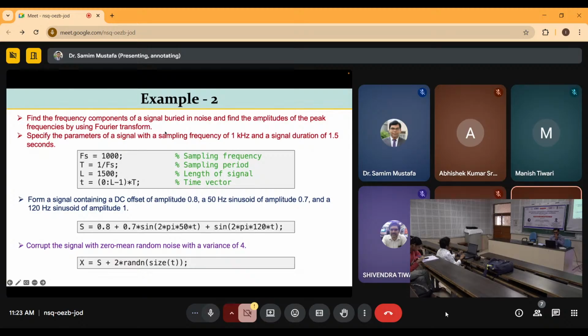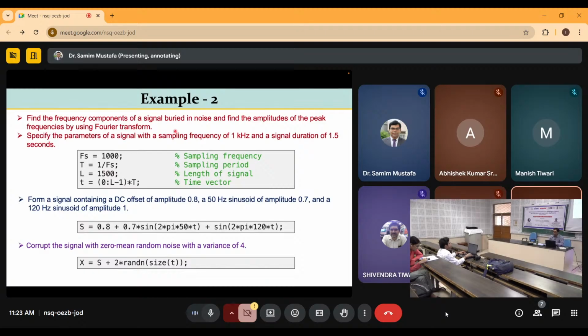Now, we will be discussing performing the fast Fourier transform, okay, FFT. Here, let me turn on the laser pointer. So find the frequency components of a signal, read in the noise, and then find the amplitude of the peak frequencies by using the FFT. So sometimes if there is noise in that, check which one is generated by the noise and which one is the actual frequency of the system.